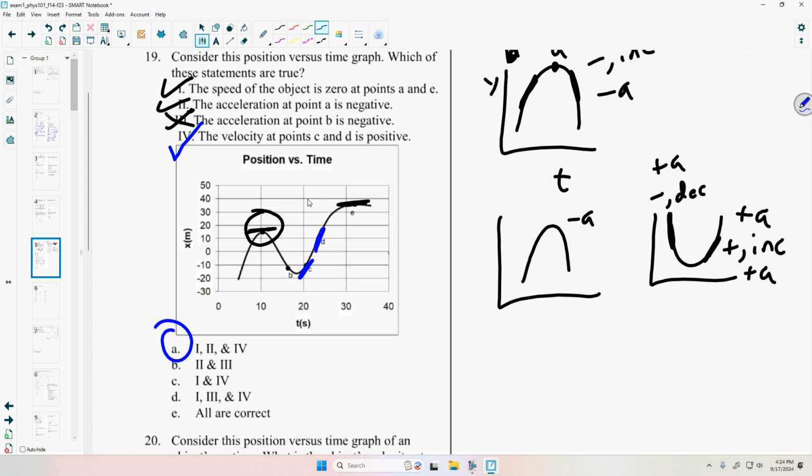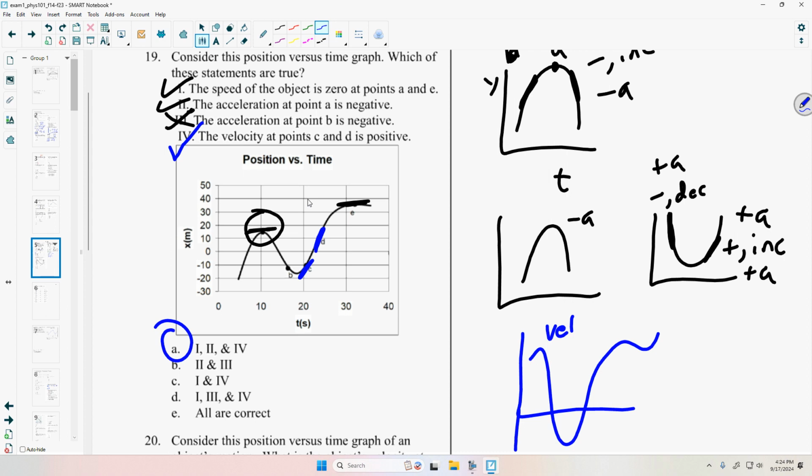So on some of those questions too, recognize that you're not looking at the slope, but you're looking at the value. There are some other graphs where we're not showing position versus time, but velocity versus time, where the velocity graph might show something like that. And I might ask, when is the velocity positive and when is it negative?